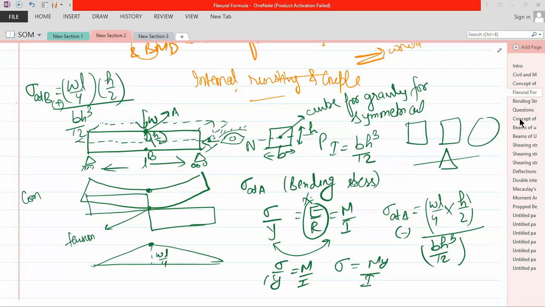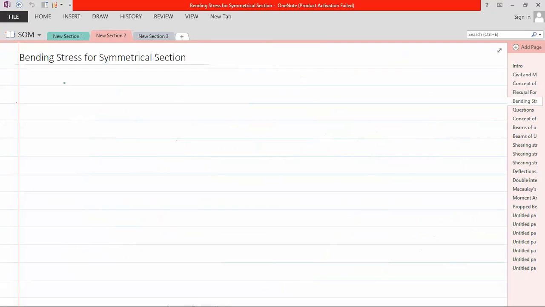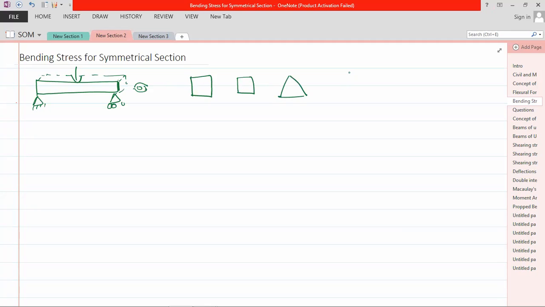Now I am going with the symmetrical sections. Suppose I have a beam, same beam, and the load that is acting is W. Now what is the section? Section means the base area that is elongated. What if I look from here in 3D position? What is the section? So the sections can be rectangle, square, triangle, circle. These are the regular sections or regular figures that can be used.